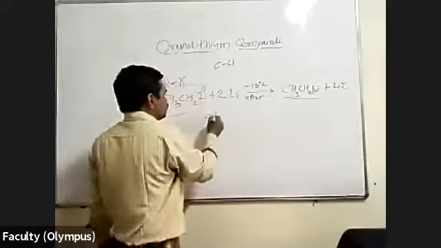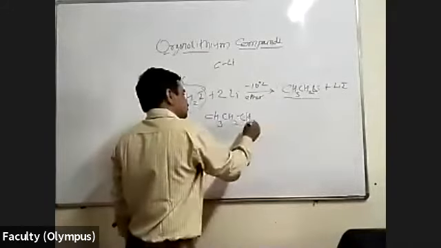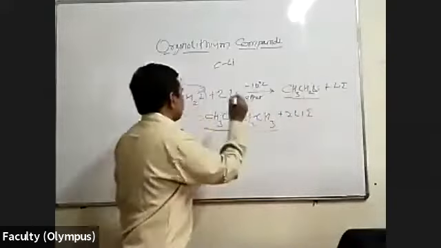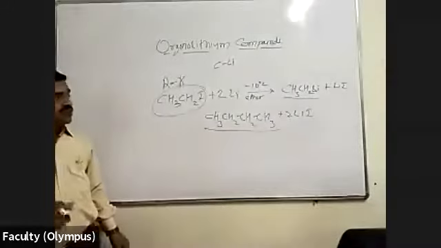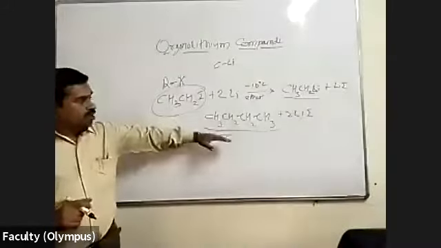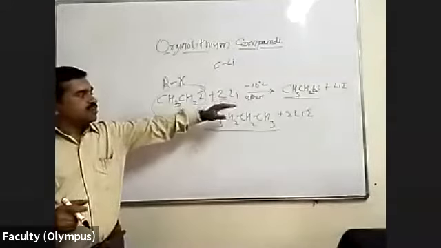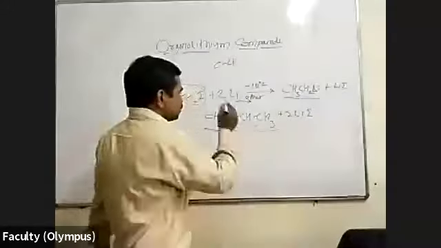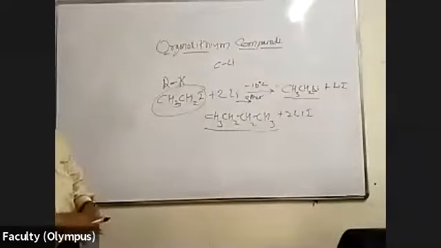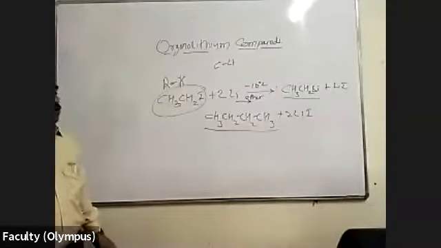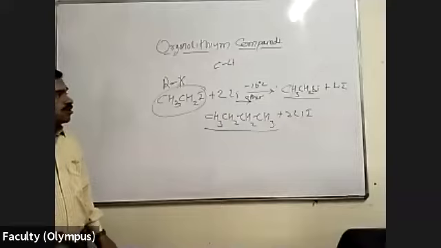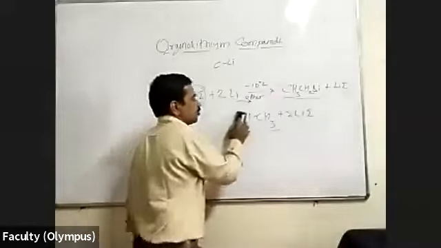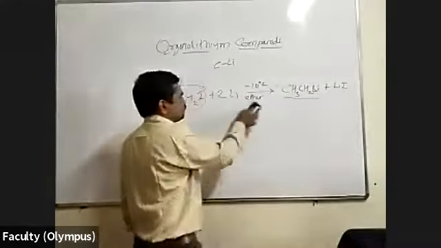These two combine with each other, giving CH3CH2CH2CH3 plus 2 LiX. Higher alkanes are obtained from the alkyl halides. This reaction is carried out at higher temperature. If we increase the temperature, then instead of giving organolithium compounds, we may get alkanes. So to avoid this reaction, the preparation of alkyl lithiums is carried out at minus 10 degrees Celsius and the solvent used is ether.